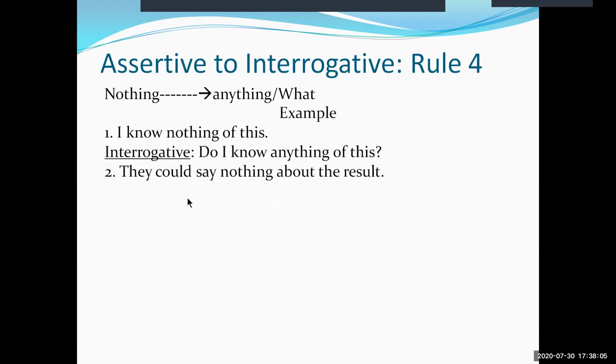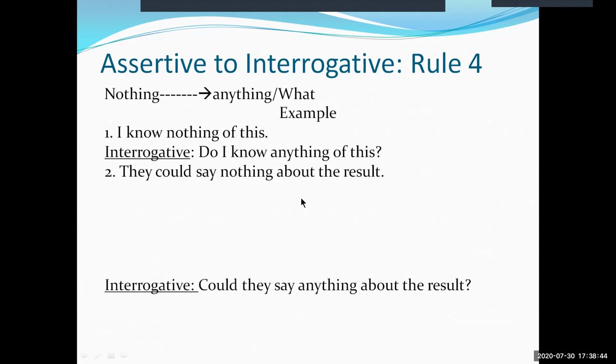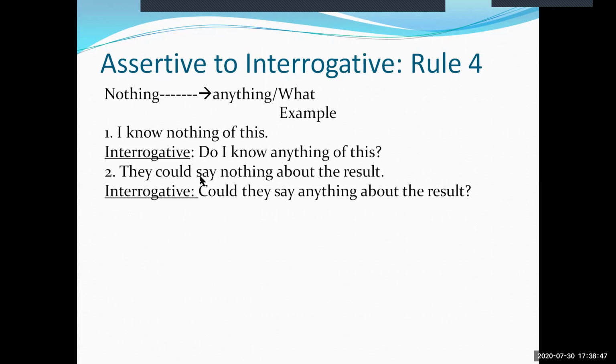Example number 2: they could say nothing about the result. This sentence also has the negative word nothing in the predicate part. So similar to example number 1, here we are making this sentence interrogative by taking the modal auxiliary verb at the beginning and replacing the word nothing by the word anything. So the interrogative sentence will be, could they say anything about the result? That is the interrogative form of this sentence. Example number 2.